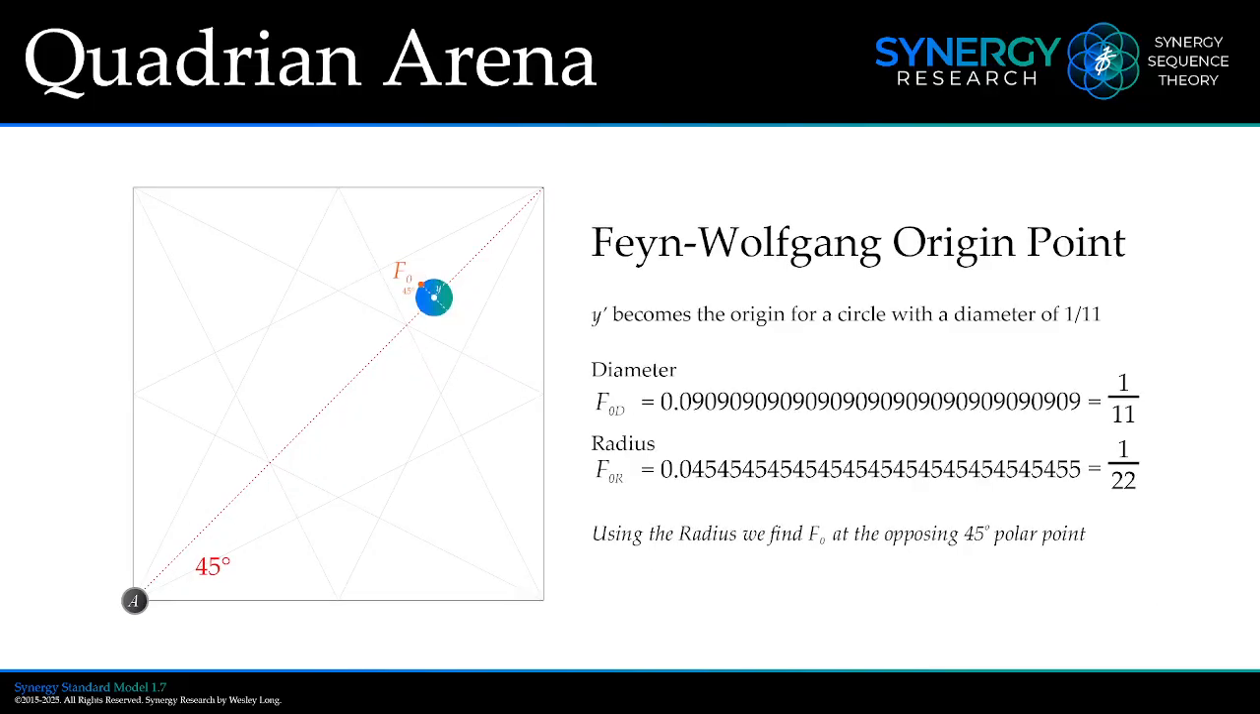Now the model closes the loop, not metaphorically, but quite literally, by drawing a circle from the newly discovered point. This becomes not just a triangle or a path, but the birth of curvature inside the Quadrian Arena. Welcome to the Feynman-Wolfgang origin point. Let's step through it. We already know Y sits on a rotated, shifted, symbolic 45 degrees line, but now it becomes the center, the origin for a perfect circle, one whose dimensions are not arbitrary, but exact and deeply resonant. The diameter is defined as exactly FOD equals 1/11 equals 0.090909.